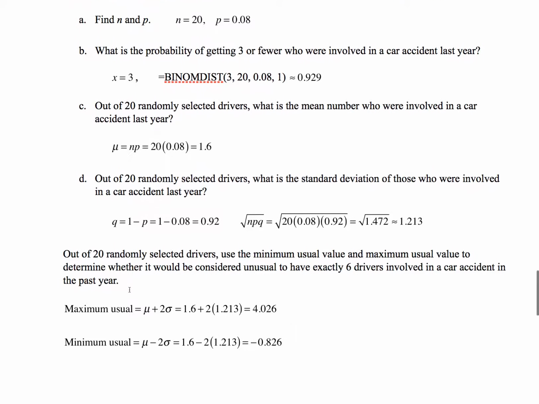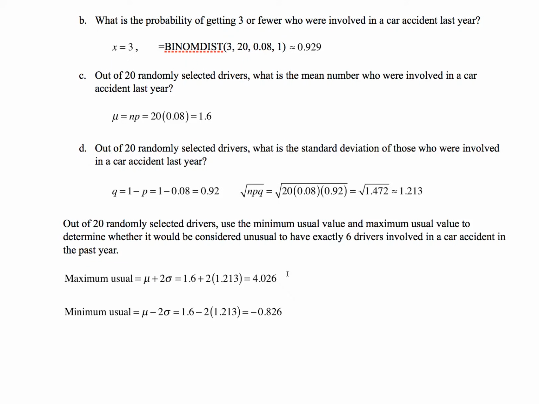Finally, we're asked, out of 20 randomly selected drivers, use the minimum usual value and maximum usual value to determine whether it would be unusual to have exactly 6 drivers out of these 20 who were involved in a car accident in the past year. Of course, the maximum usual is just as it was before, the mean plus 2 times the standard deviation. 1.6 is the mean, plus 2 times the standard deviation, 1.213. That adds up to 4.026.